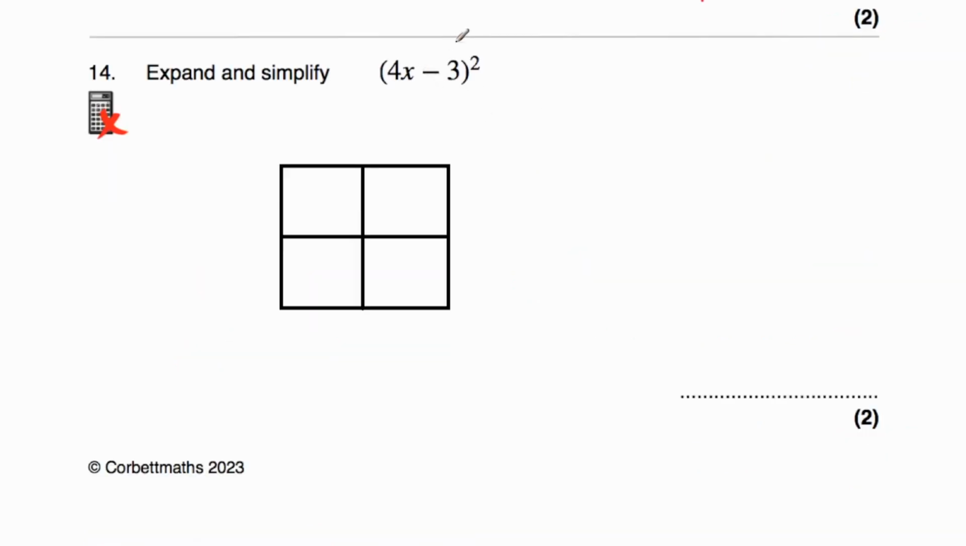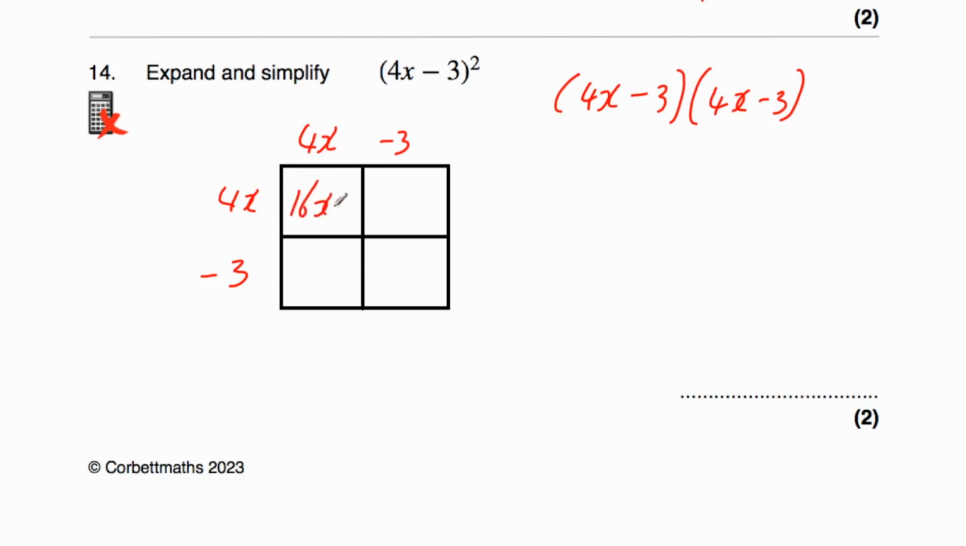Okay, question number 14, we've been asked to expand and simplify 4x minus 3 squared. So again, that means 4x minus 3 times 4x minus 3. So we'll line that up, 4x minus 3, 4x minus 3. So 4x times 4x, well 4 times 4 is 16, so that's going to be 16x squared. Now we've got a positive times a negative, so it's going to be negative. 3 times 4 is 12x, so 3x times 4x is minus 12x.